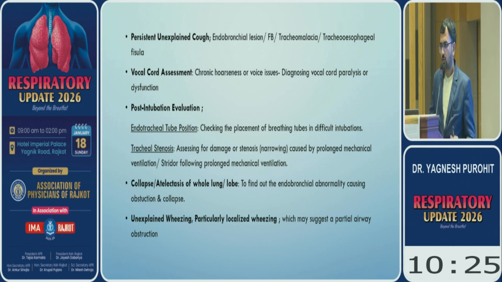Then in voice issues, chronic hoarseness of voice, we can see the vocal cord function and diagnose it. Then post-intubation evaluations, in cases of difficult intubations, we can check the endotracheal tube position after it. In case of prolonged ventilation, when the patient becomes tired from any respiratory issues, we can check whether there is tracheal stenosis or not. Then in cases of lung or lobar collapse, we can see if any endobronchial lesion is there or not. And in any unexplained wheezing, particularly localized wheeze, sometimes there is an endobronchial lesion.